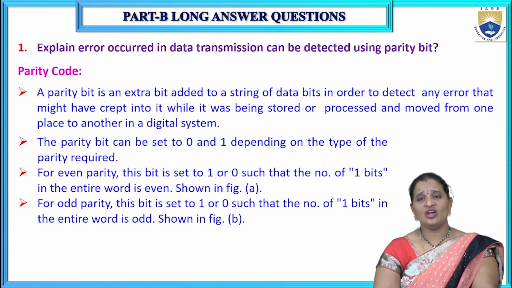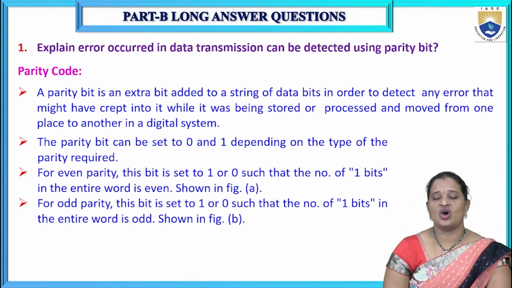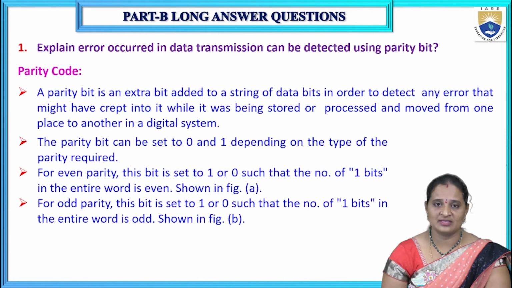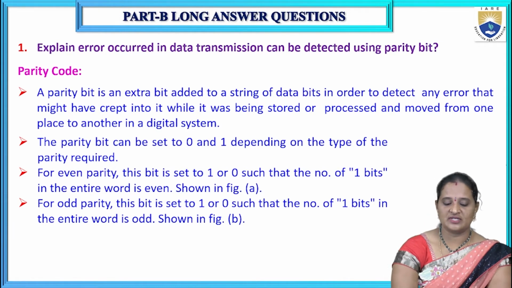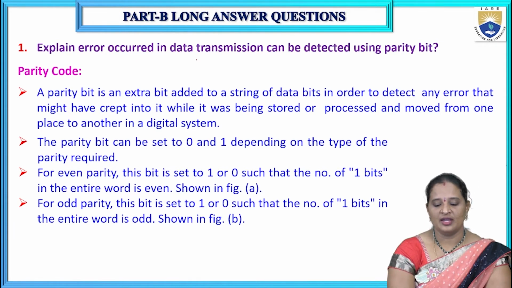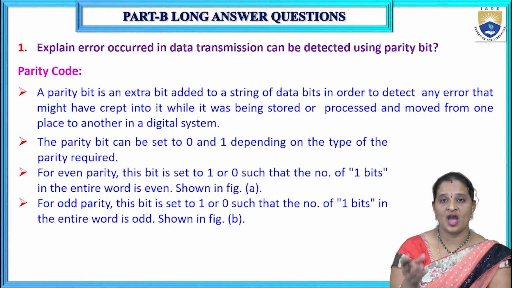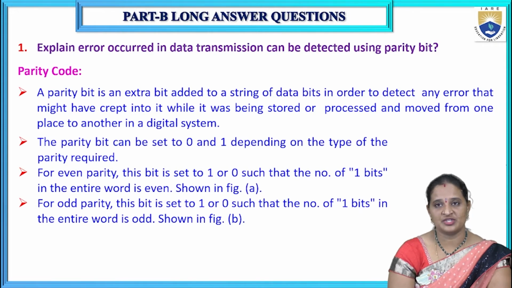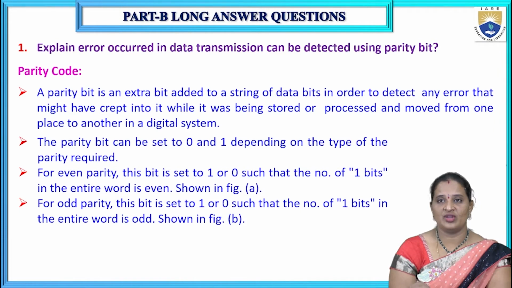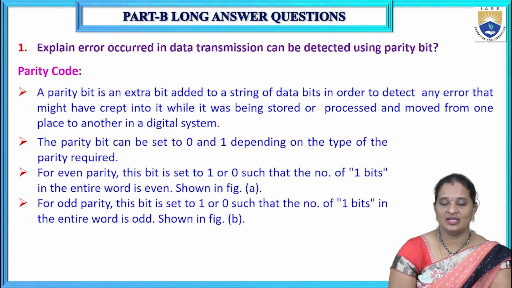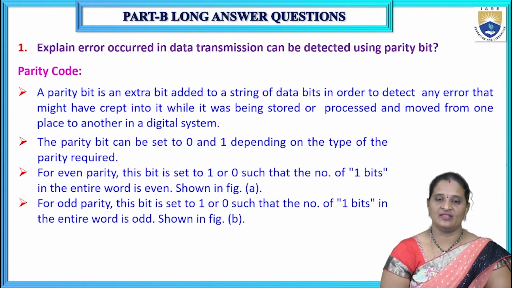And now let us see the long answer questions, and how to answer them. The first question is: explain how error occurred in data transmission can be detected using parity bits. We know that we have error detection and correction codes, which are parity and Hamming code. The parity code is used only for detecting the error, whereas it cannot be used for correcting the error.